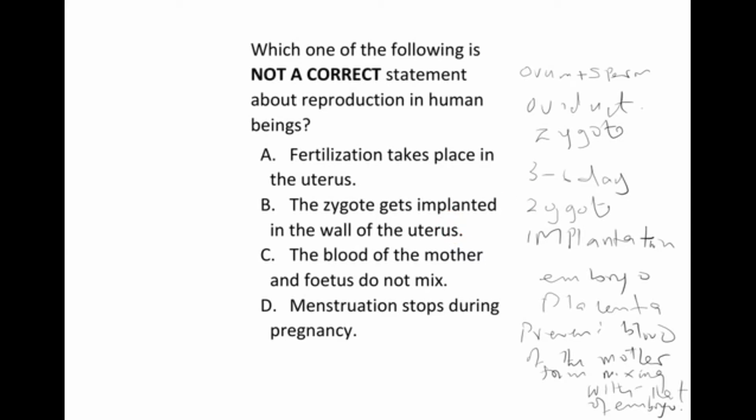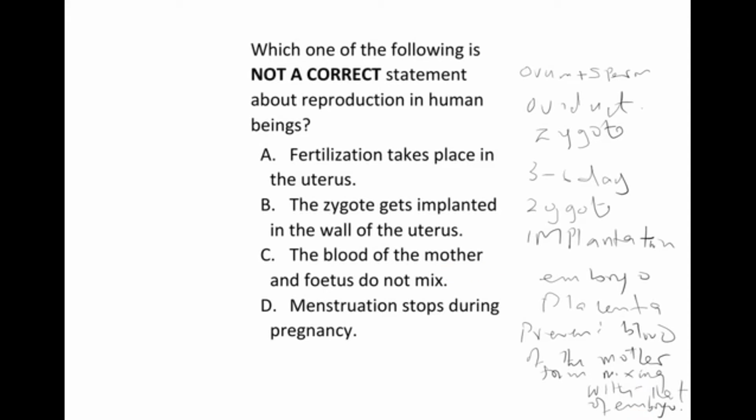The other one is that the blood of the mother and that of the fetus do not mix. When you look at our explanation, we have said now once the embryo attaches itself in the upper uterine wall, it develops a finger-like structure called placenta that prevents the blood of the mother and that of the fetus from mixing. So that one is very correct.